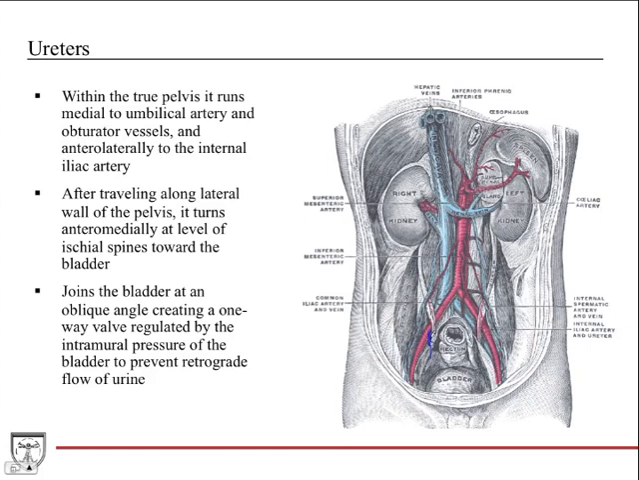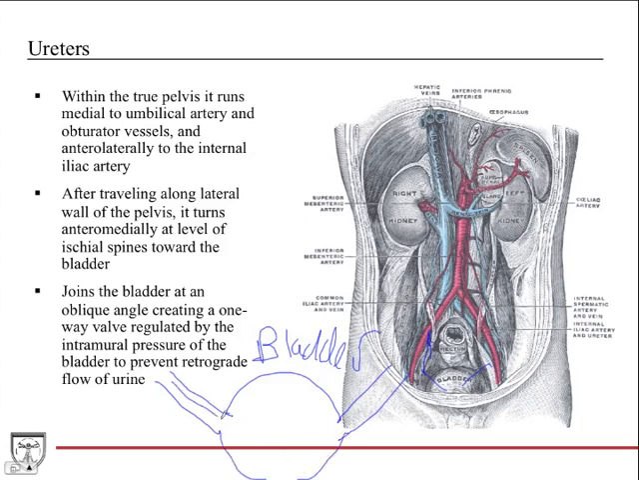After traveling along the lateral wall, so it's kind of hanging out here if you look at the diagram, it turns anteromedially at the level of the ischial spines, those bony landmarks in the pelvis, and then it joins the bladder at an oblique angle, like this. So just to blow this up here, you've got the bladder here, and then you have the ureters coming in from both sides like this to join the bladder and bring the urine in. So they're coming in this way.